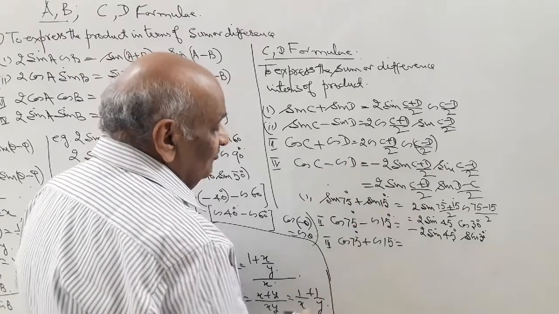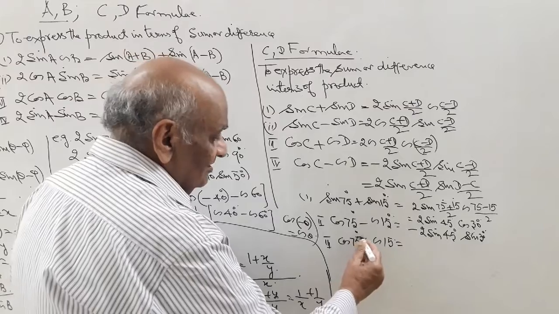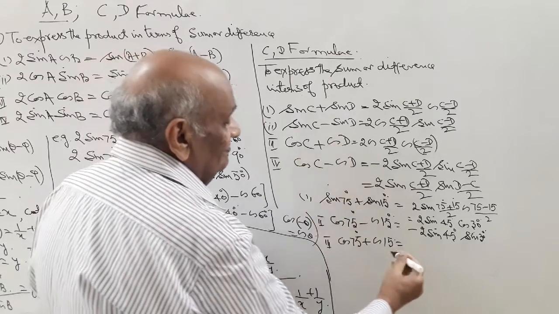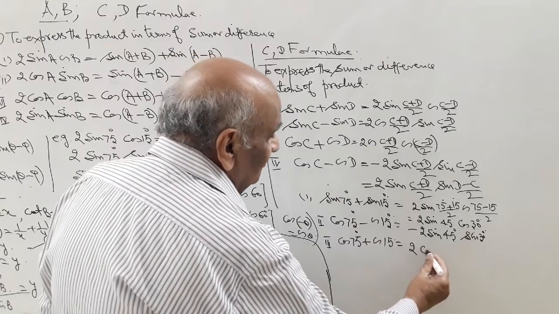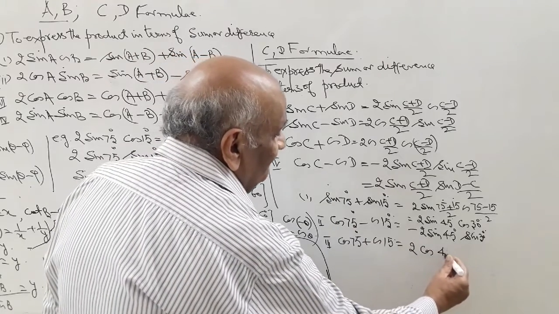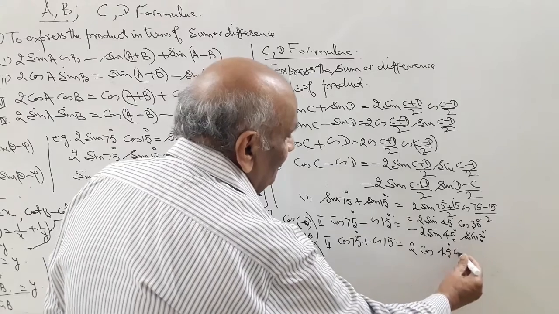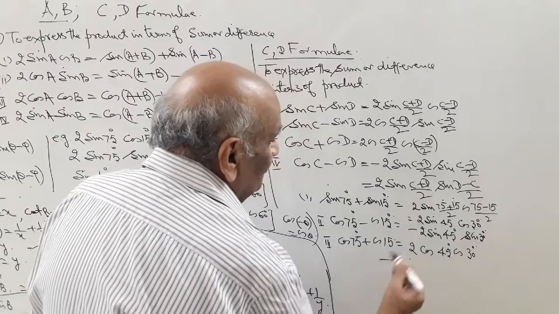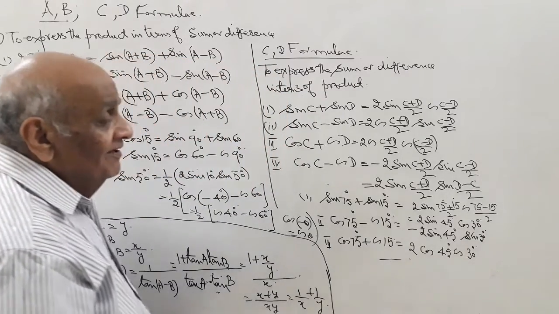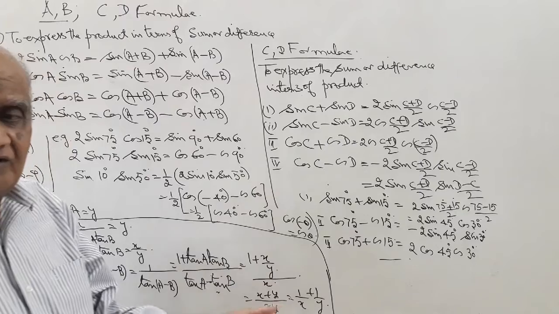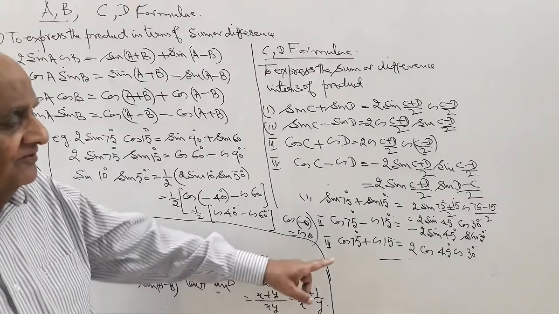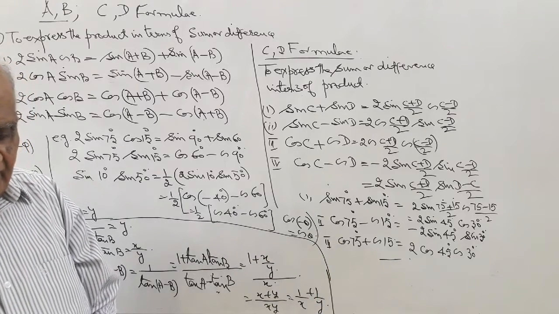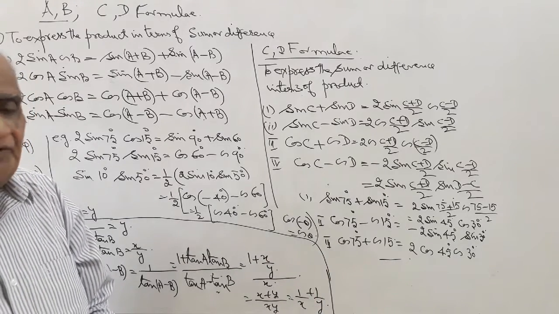In this third formula, third case, cos 75 plus cos 15 becomes 2 cos 45 degrees cos 30 degrees. So in this way, you can apply whenever required either the C or D formula. Check this out. This much is clear. If this much is clear, then I can go for a variety of questions before us.